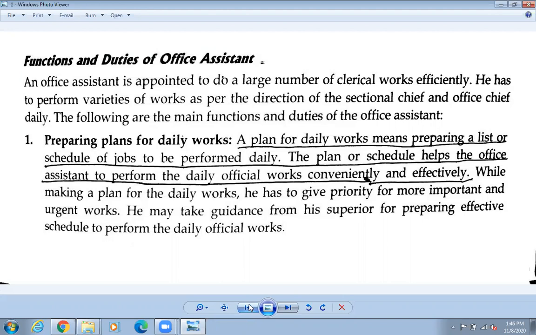Okay, I will set his plan. I will write down who has called him, and how many people have come to meet him. Right? So I need to deal with them very properly.